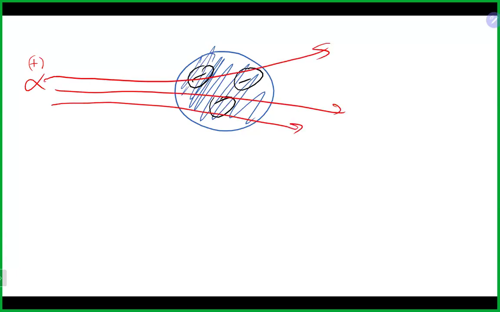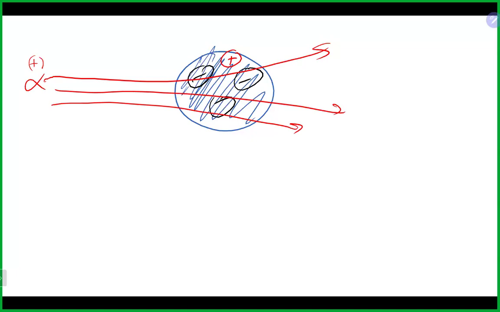You're shooting something that's positive at something that is positive, so that blue is all positive in there. There's going to be some repulsion as they hit each other, but these alpha particles are heavy and moving really fast, so they're going to be able to punch through with a little bit of deflection as they bounce through it.